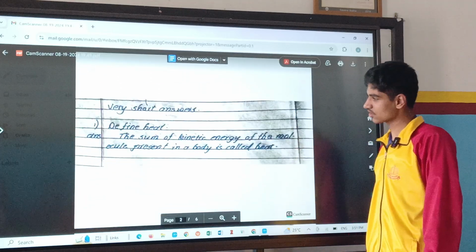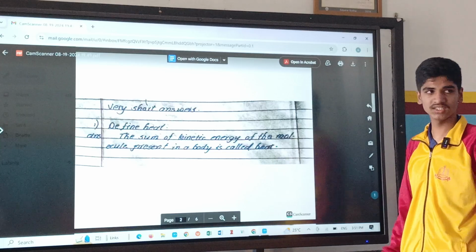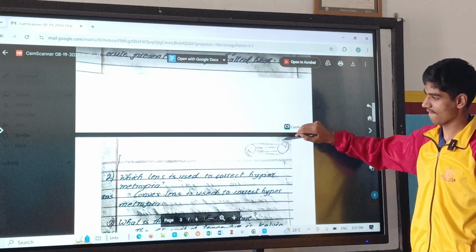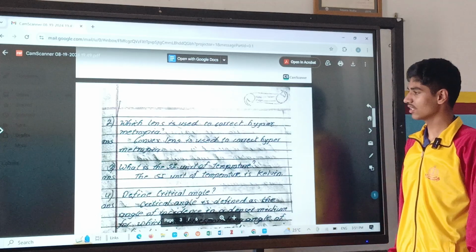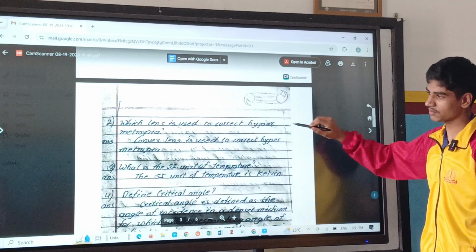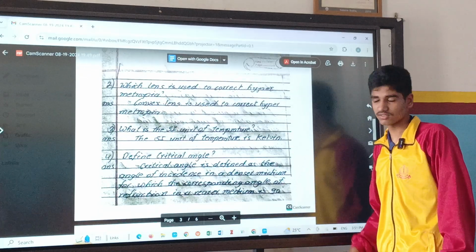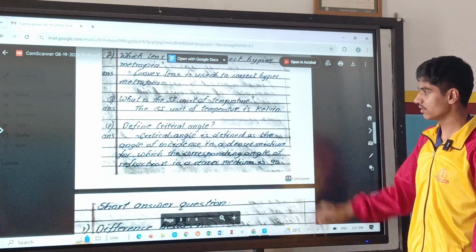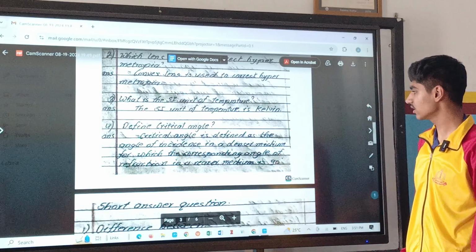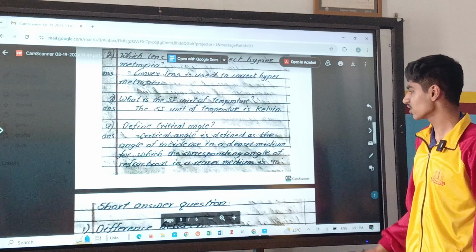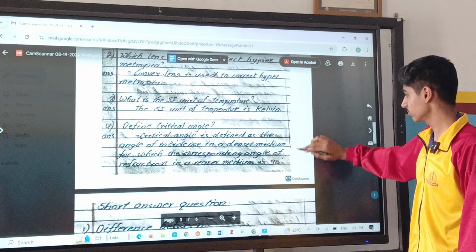Define heat. The sum of kinetic energy of the molecules present in a body is called heat. Which lens is used to correct hypermetropia? Convex lens is used to correct hypermetropia. What is the SI unit of temperature? The SI unit of temperature is Kelvin. Define critical angle. Critical angle is defined as the angle of incidence in a denser medium for which the corresponding angle of refraction is 90 degrees in a rarer medium.